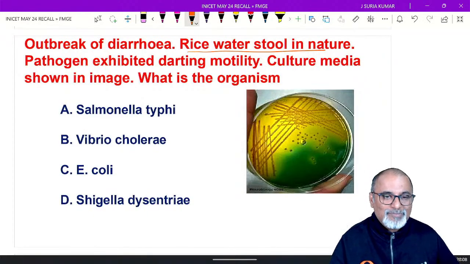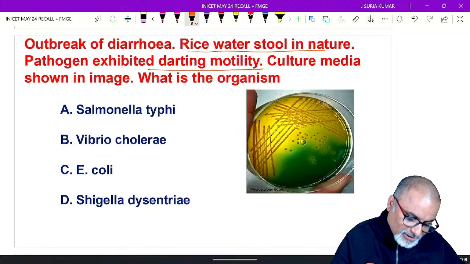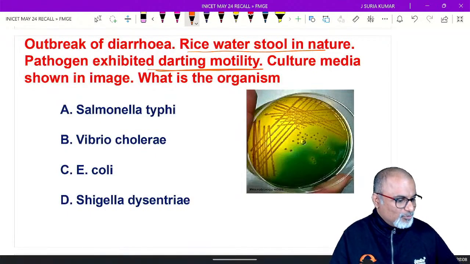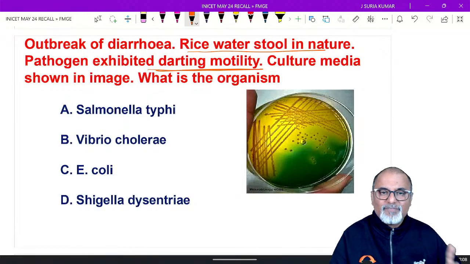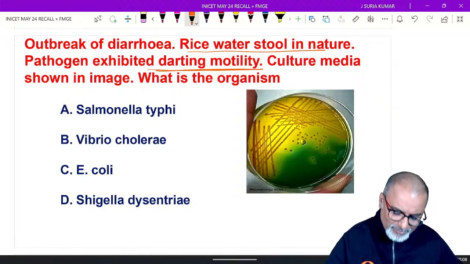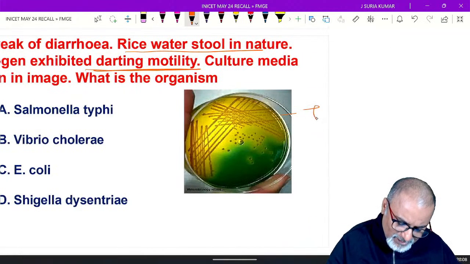After that, slowly some kids sent more. Sir, darting motility was mentioned. So, rice water stool, darting motility, think of Vibrio cholerae. Okay. The culture media shown is TCBS agar.